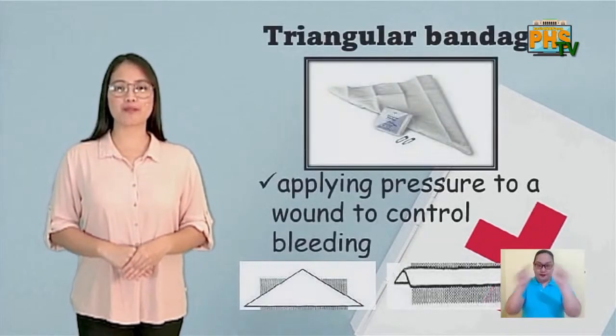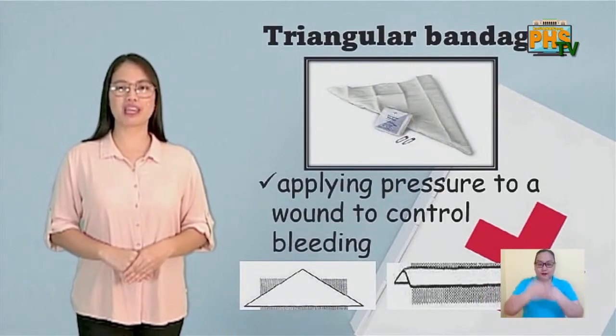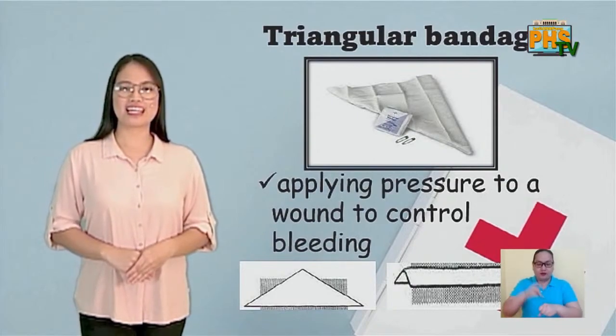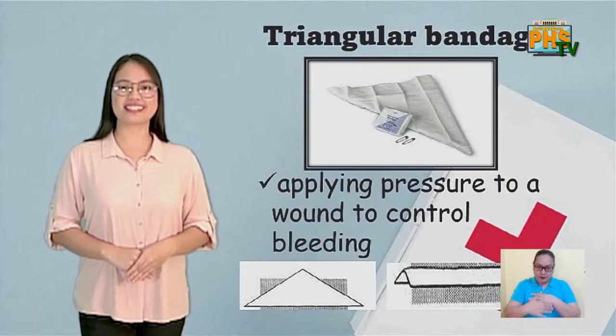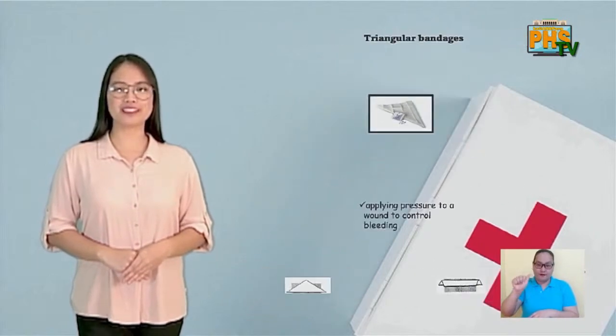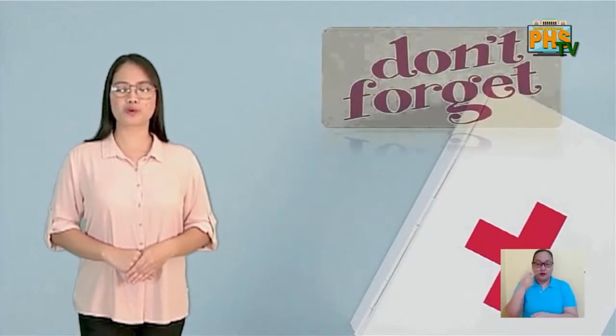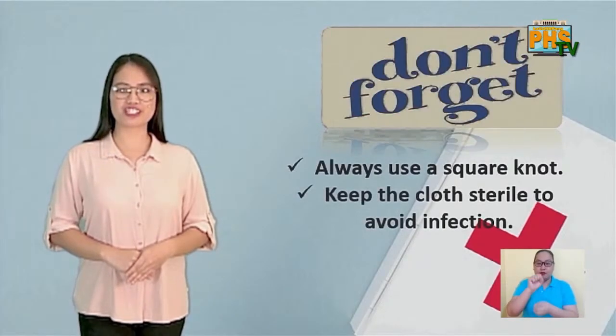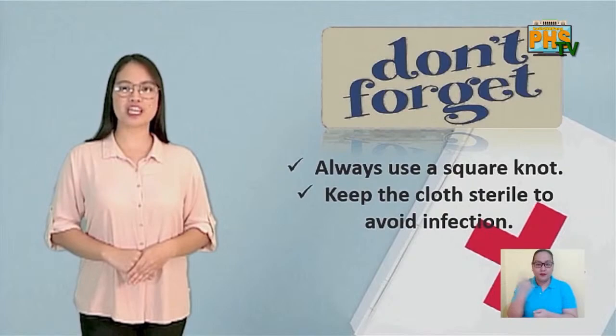Triangular bandages are made of cotton or disposable paper. They are used for applying pressure to a wound to control bleeding. A triangular bandage has two faces: open and cravat. Remember, always use a square knot. Keep the cloth sterile to avoid infection. Always keep the ends.